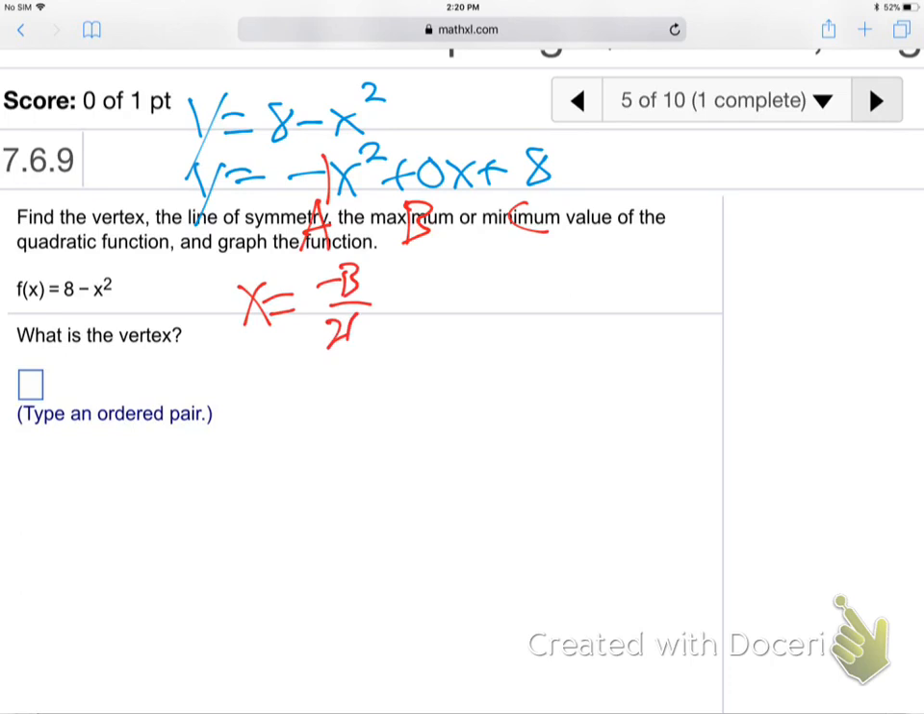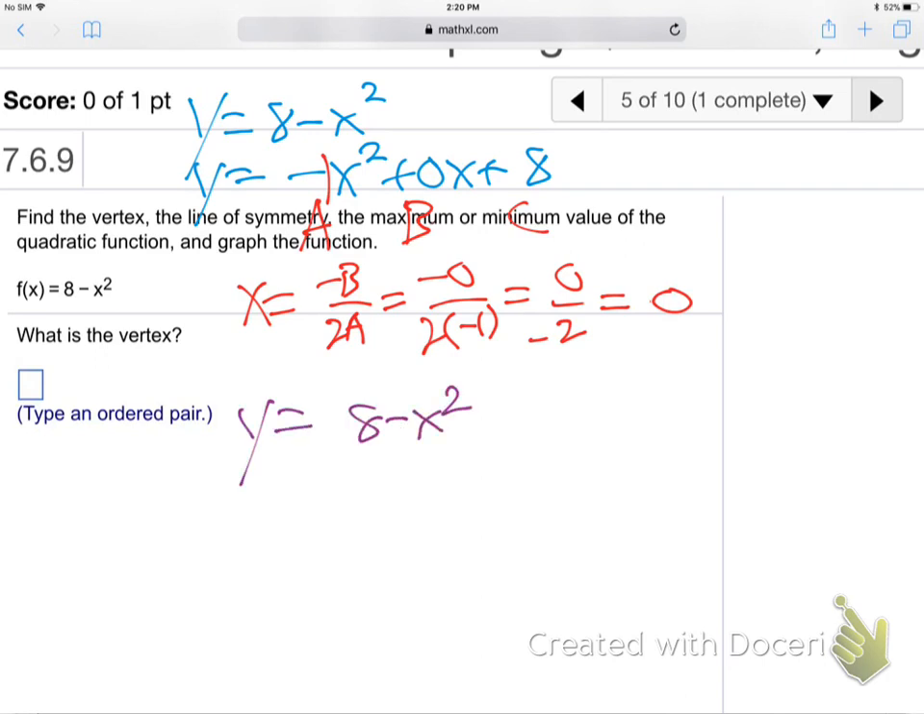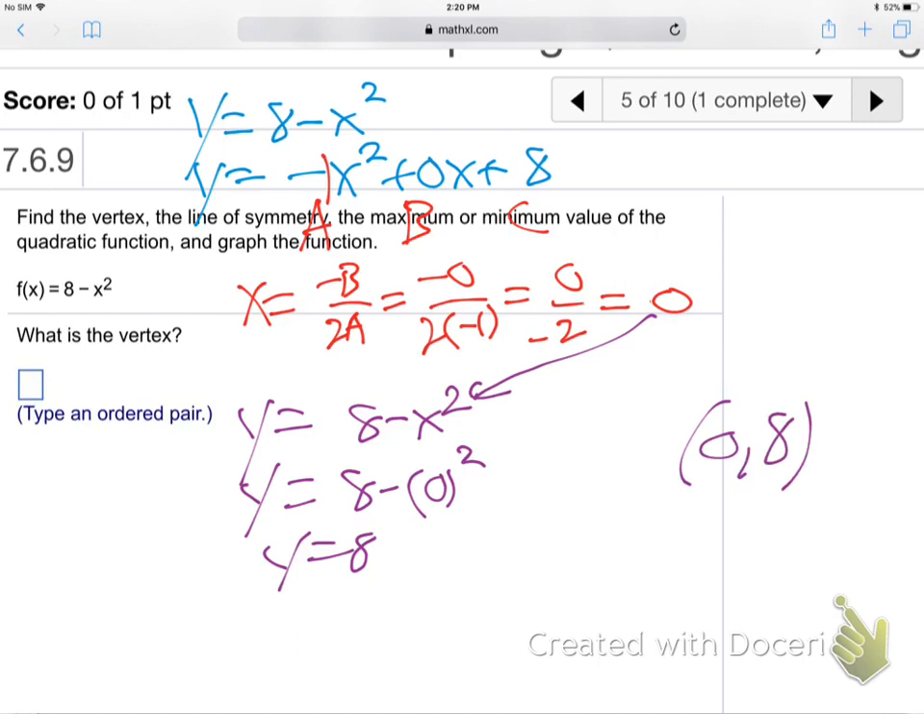So x is -b over 2a. -0 over 2 times -1. 0 over anything is 0. So wouldn't that make y 0 also? Plug it in and see. Oh wait, no. It's 8. There we go. So plug in that 0. 8 minus 0 squared. y is 8. So the center is 0, 8.